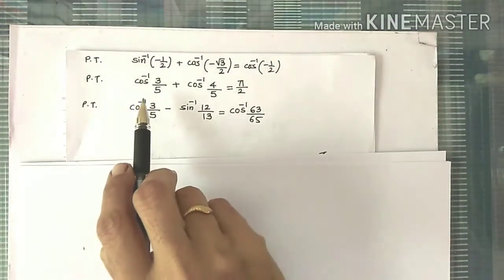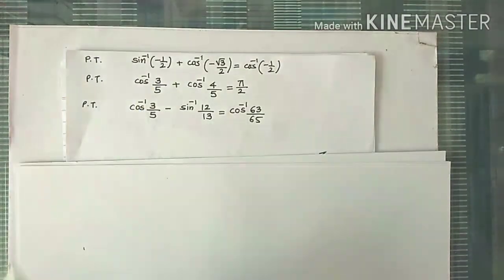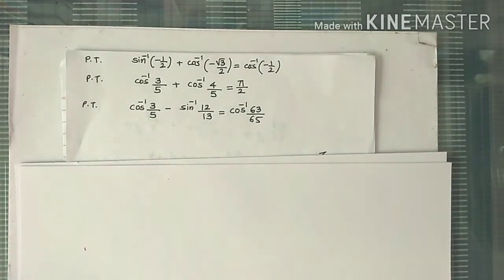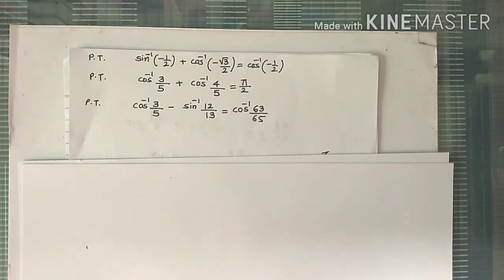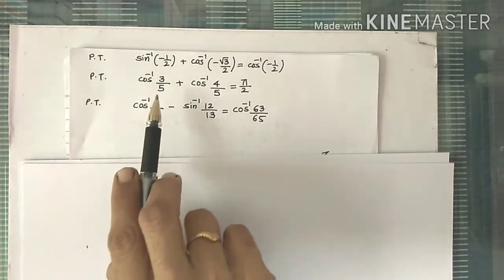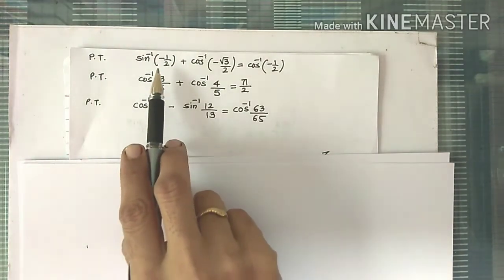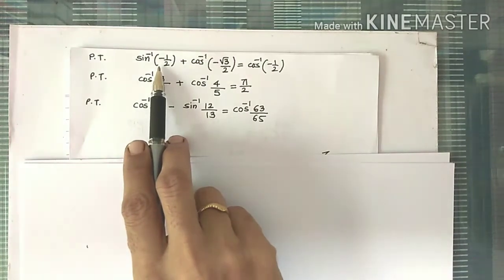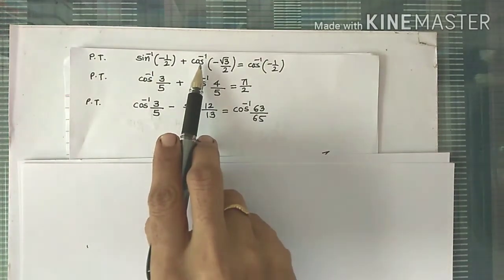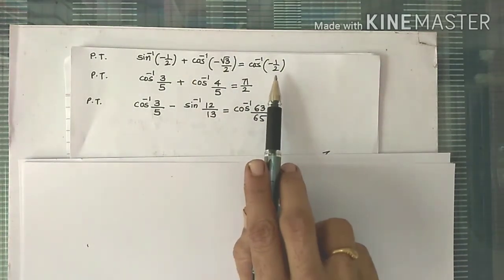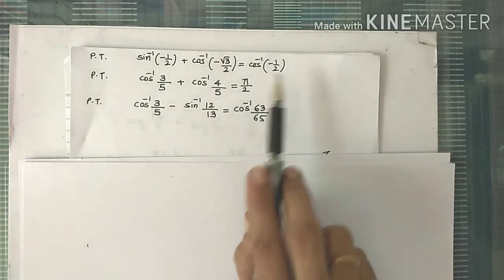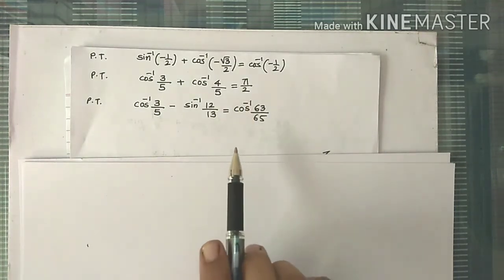So this is your today's assignment. Prove that sine inverse of minus 1 by 2 plus cos inverse of minus root 3 by 2 equals cos inverse of minus 1 by 2. Using properties of trigonometric functions, this will be minus sine inverse of 1 by 2. This is pi minus cos inverse of root 3 by 2. Solve the LHS. Similarly, for this also you can use pi minus cos inverse of half. Write that and you will get the equality.